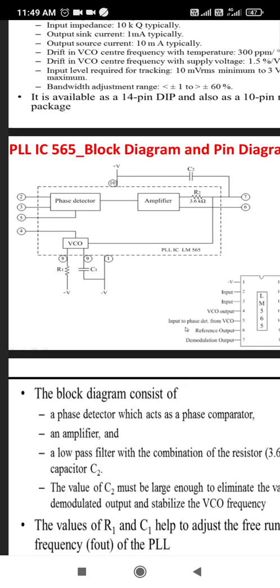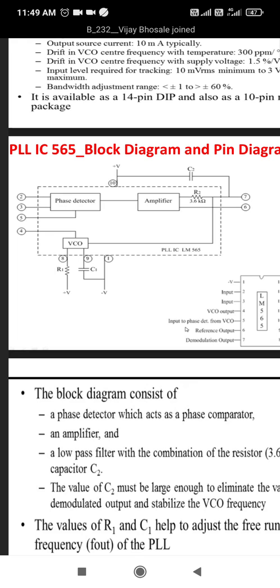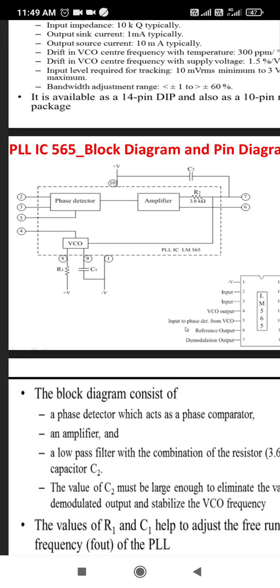Next, the amplifier is there, and after the amplifier there is a low pass filter. So the low pass filter is designed using two components. One is the capacitor C2 and another is the resistor R2. R2 value is fixed and present inside the block. So what is the R2 value? R2 value is 3.6 kilo ohm, present inside the IC only.